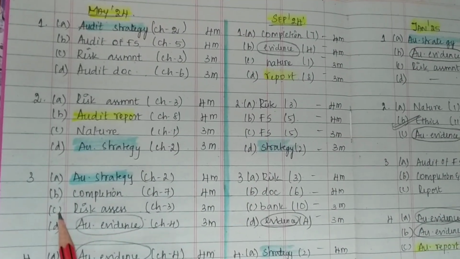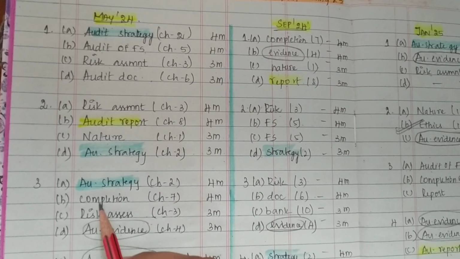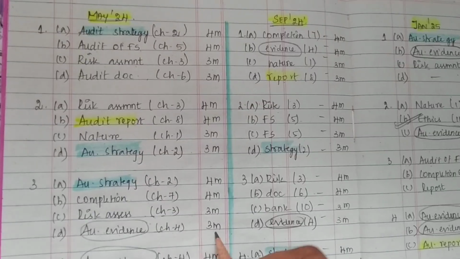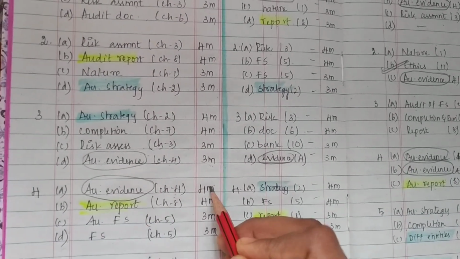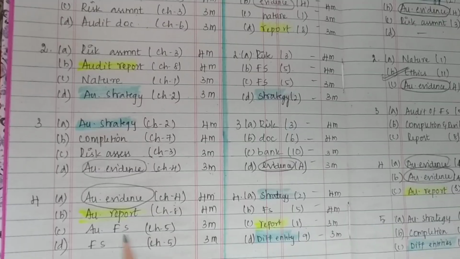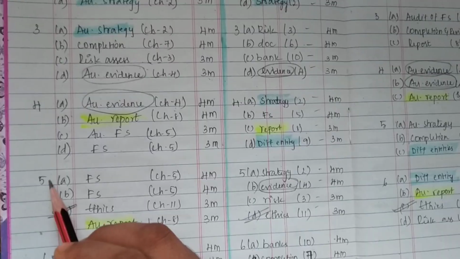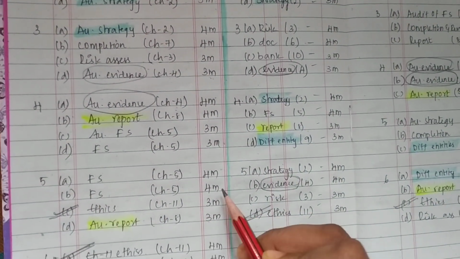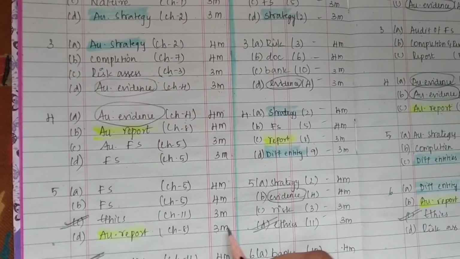The third question, 3A, 3B, 3C, 3D, is about audit strategy for 4 marks, completion chapter for 4 marks, risk assessment chapter for 3 marks and audit evidence chapter for 3 marks. In the fourth question, 4A, 4B, 4C, 4D, audit evidence for 4 marks, audit report for 4 marks, audit of financial statements for 3 marks and financial statements for 3 marks. Also in the fifth question, they have asked financial statement and financial statement, 5A and 5B put together 4 marks plus 4 marks, and ethics chapter for 3 marks, audit report for 3 marks.